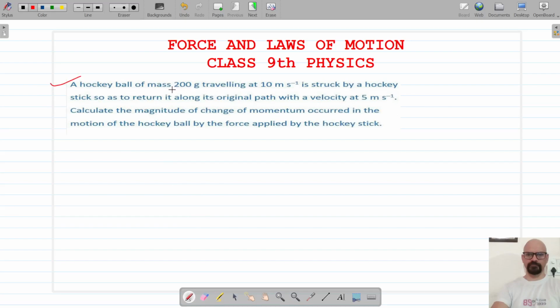A hockey ball of mass 200 gram traveling at 10 meter per second is struck by a hockey stick so as to return it along its original path with a velocity of 5 meter per second. So the mass of the ball is 200 gram, and let's convert it to kg. 200 has to be divided by 1000, which is equal to 0.2 kg.